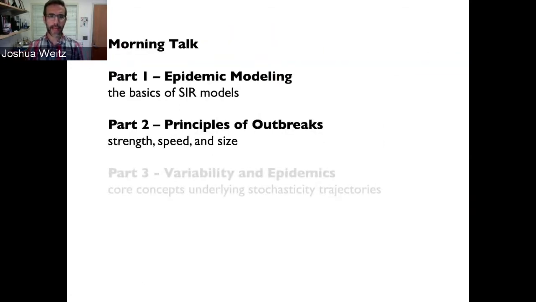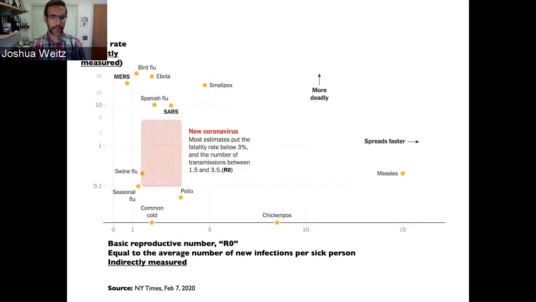Once we have that core model in place, we can begin to ask questions of it, okay? And try to understand principles of outbreaks through the lens of what I will describe today: strength, speed, and size. Okay, to put things into context for SARS-CoV-2, and this is going back more than a year, at the very outset of the pandemic, there were questions about two key numbers.